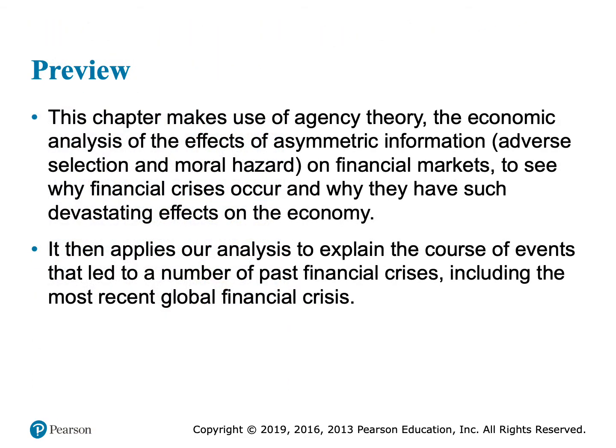For our preview, we're going to note that this chapter makes use of agency theory, and we'll help to define agency theory for you. It's the theory of how agents behave in given situations, such as financial markets, that we'll be looking at. This economic analysis includes the effects of asymmetric information. So we'll talk about asymmetric information and its two consequences, which are adverse selection and moral hazard.